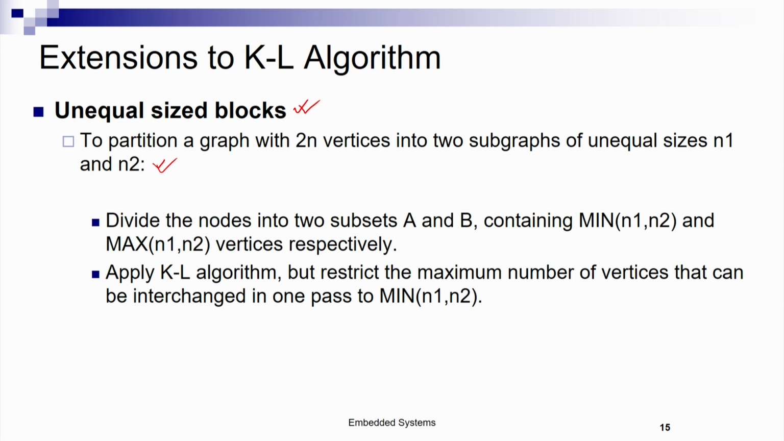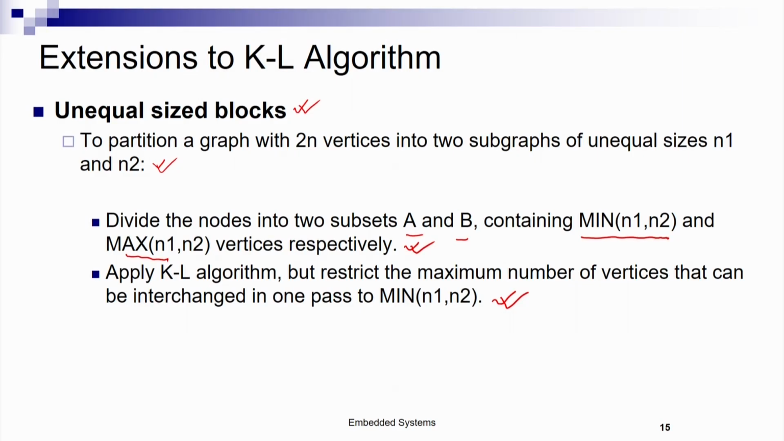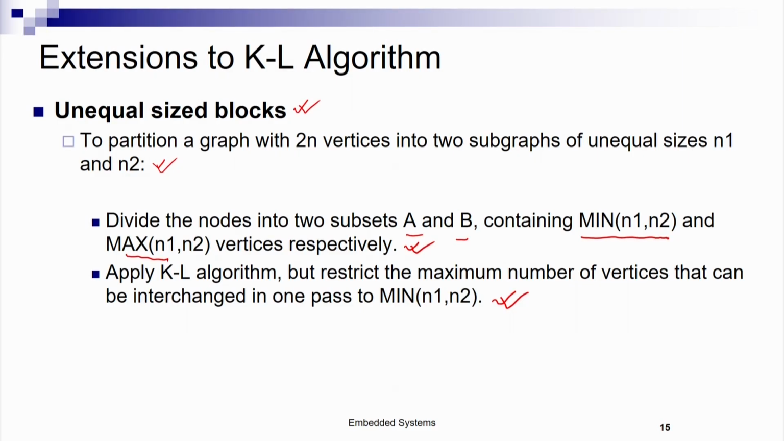We divide the nodes into 2 subsets A and B containing min of n 1, n 2 and max of n 1, n 2 vertices respectively. Then we apply the KL algorithm, but restrict the maximum number of vertices that can be interchanged in a pass to min of n 1, n 2. So, previously we were doing this until all pairs were locked. Now, the number of exchanges will be min of n 1 and n 2. Of n 1 and n 2, one is small, one is large. So, at least you have min of n 1, n 2 pairs.